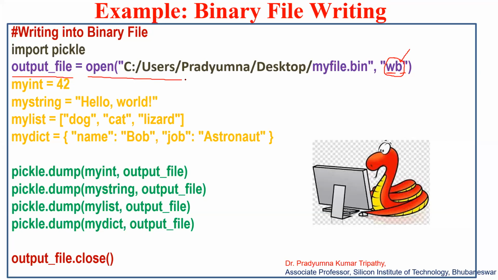Correct? So exactly in the same way, I have written the file handler or file object. Then we use the open function to open this file. This is the file name, myfile.bin. You can give any name over here. I have just given myfile.bin. Not necessarily that bin is the extension. So I have a binary file over here. I open in write mode and I specify that you open it as a binary file. Correct?